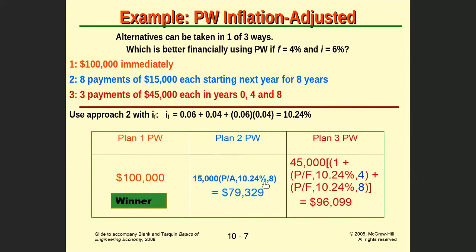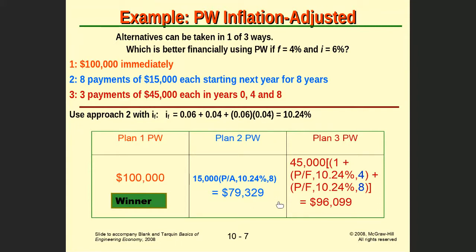Now you go to the table and do the interpolation or use the formula to find the value. For plan 3 or alternative 3, the first value is placed on year 0, no need to change it, but I have 2 single values appearing in year 4 and 8 respectively. So I have to change them to present from future using P given F for the IF again, not I or not F itself. You have to find the IF to use it, again using the tables or the formula, and then you select the value that is the best present worth in that case.